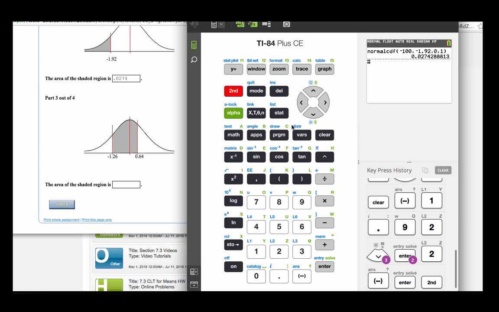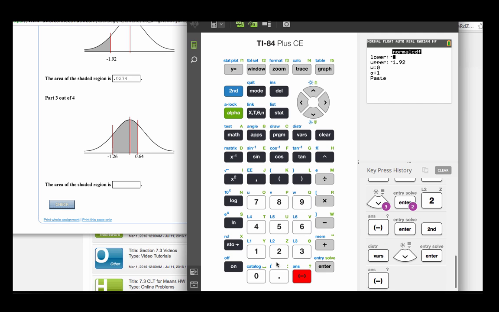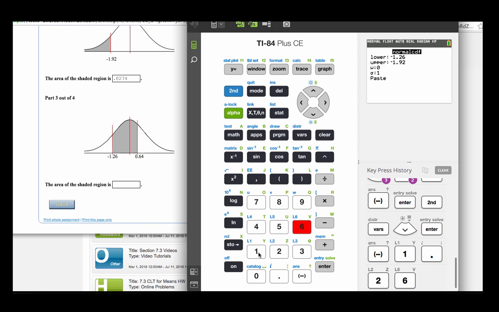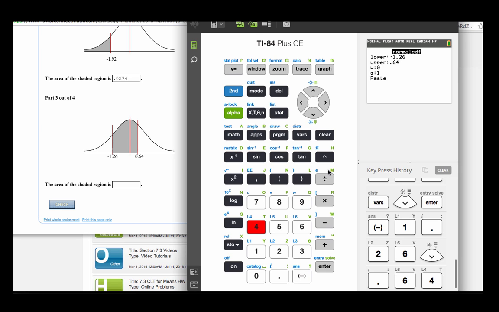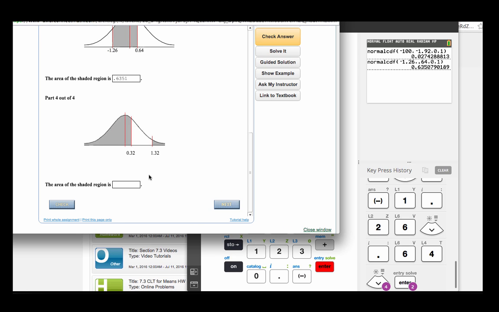Now we're going to find the area between z equals minus 1.26 and z equals 0.64. So we'll do the same thing. Second distribution, normal CDF, negative 1.26 and 0.64. Paste. Again, lower limit, upper limit, mean, standard deviation. And we have 0.6351.